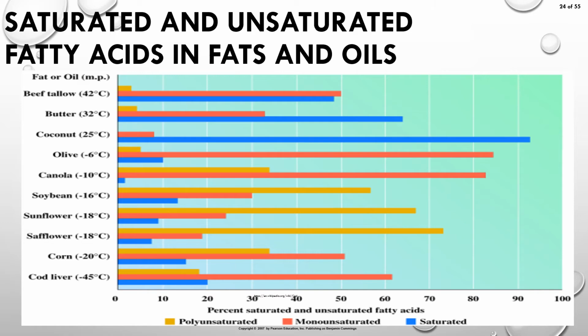Now let's go to canola oil, or the olive oil. Olive oil is expensive, isn't it? It has more than 80% monounsaturated fatty acid, less than 10% polyunsaturated fatty acid, and about 10% saturated fatty acid.